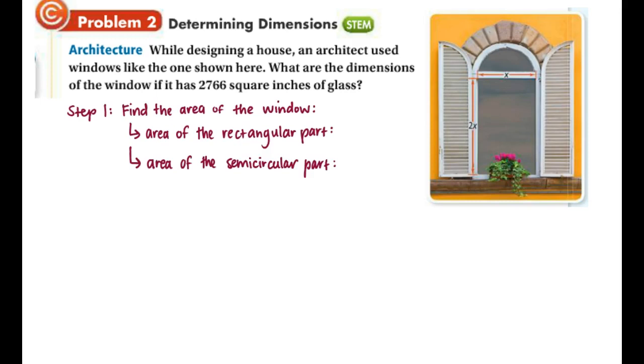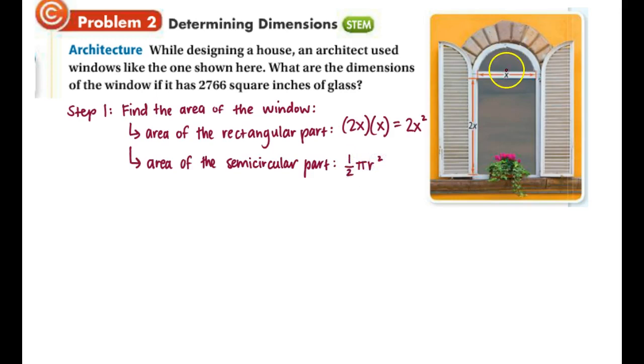Well, the area of a rectangle is the formula A equals length times width. So we know the length and the width. They are given to us in the picture. So we need to multiply 2x times x. And that gives us 2x squared. For the area of a circle, it is pi r squared, but a semicircle is only half of that. So we want 1/2 times pi r squared.